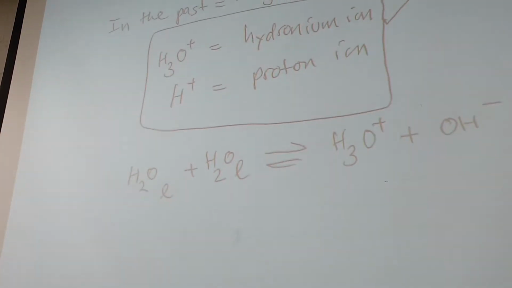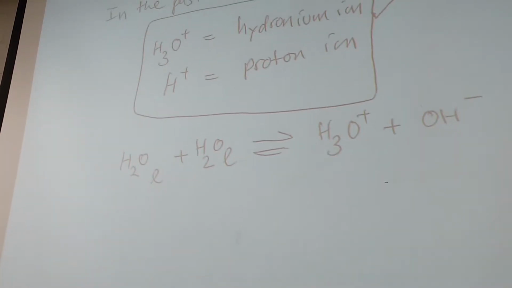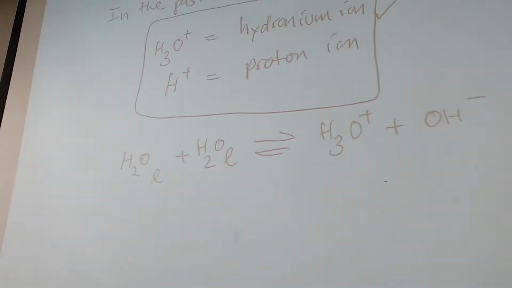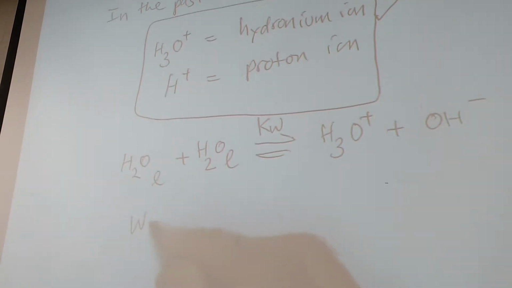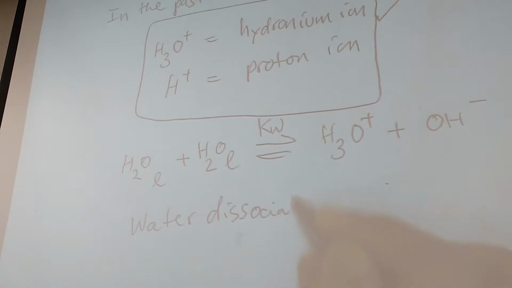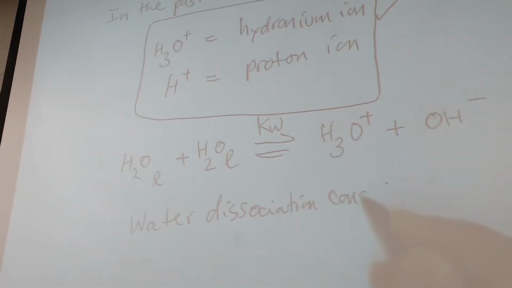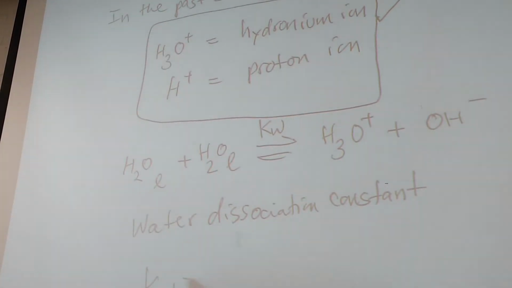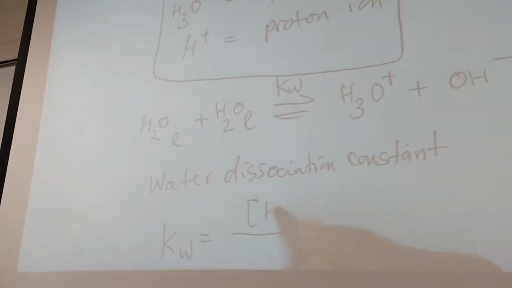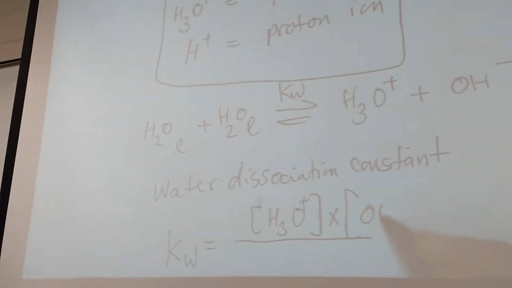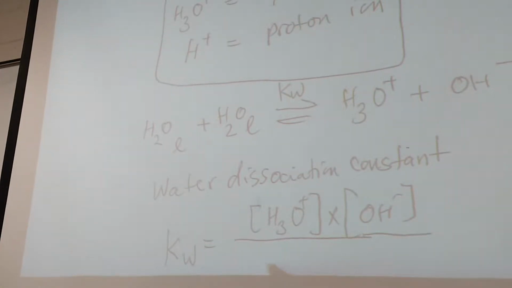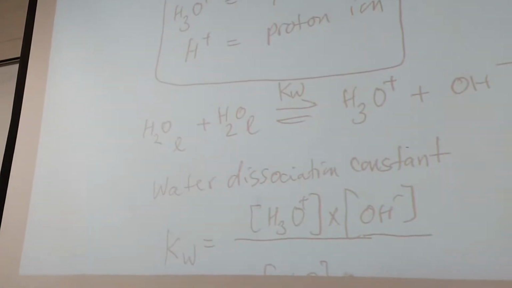Let me just make it smaller here. So here it is, and the pH, it turns out, has a Kw. And this we call the water dissociation constant, the same thing you learned today about chapter 10, Kw, correct? Product over the reactant will be H3O plus concentration multiplied by OH minus, correct? The product over the reactant, H2O multiplied by H2O.